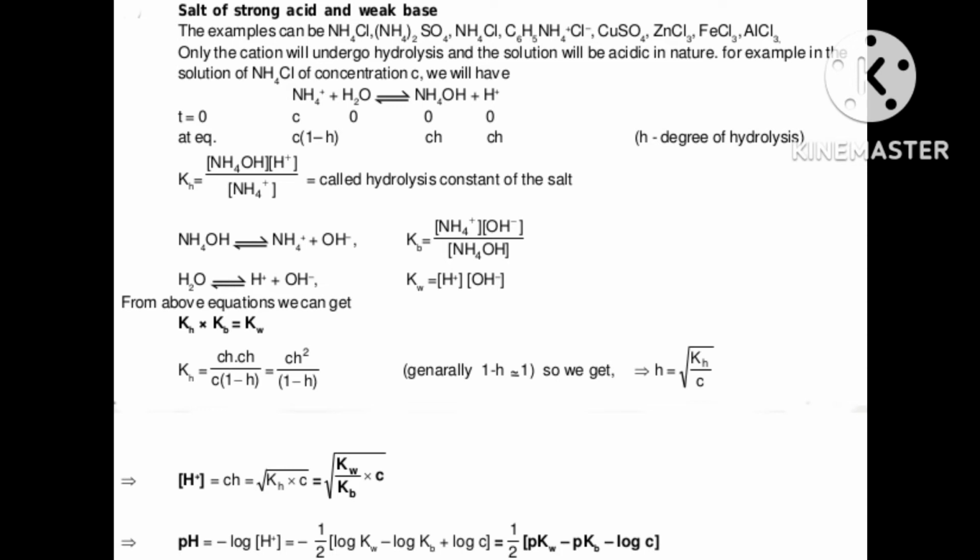Okay, this I have given an idea about the buffer solution. Two things I have discussed today: hydrolysis of salts and the pH of the solution, and second, the buffer solution. Now I am going to discuss some numericals. Numericals are also very, very important.